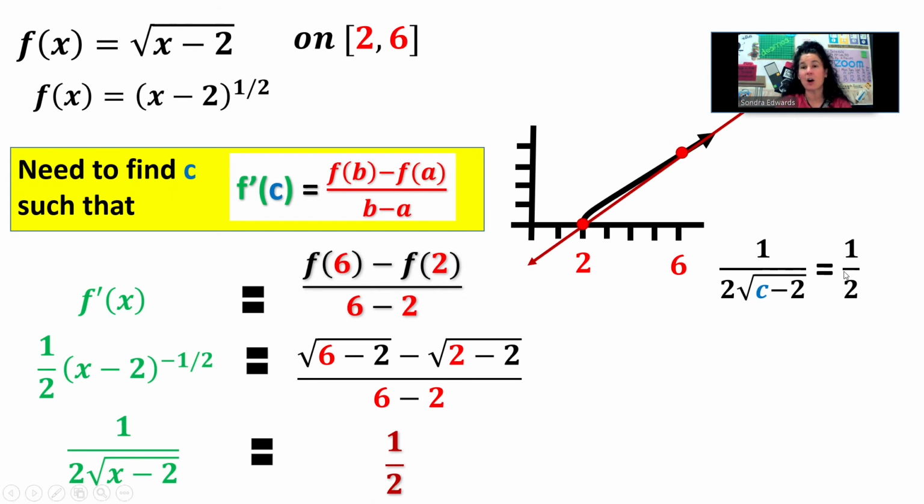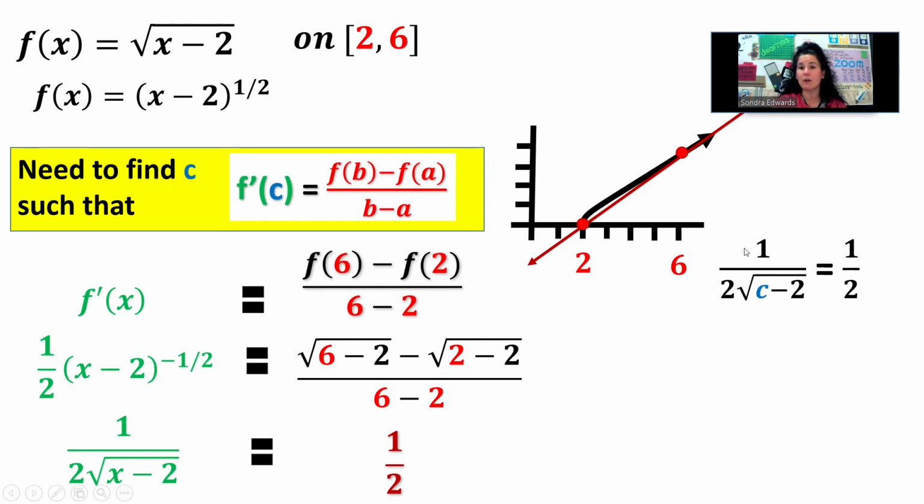All right, so we need to solve this equation, and we will know the x value between 2 and 6 that this happens. All right, so to solve this equation, there's a couple ways you could do it. You could multiply both sides by both 2 and the square root of c minus 2, because you multiply by the denominators, and all those denominators go away.